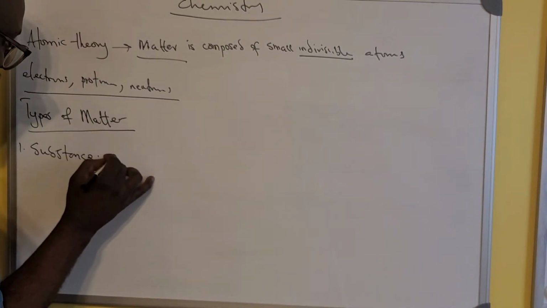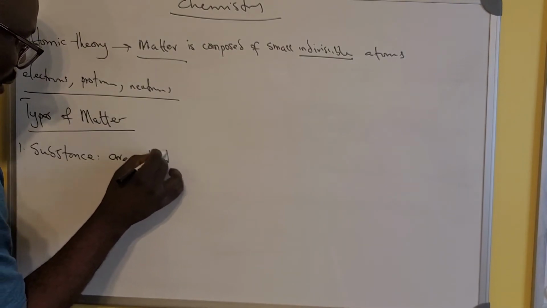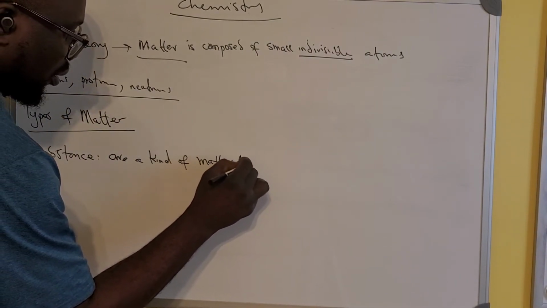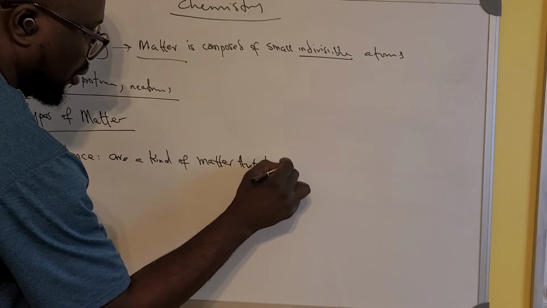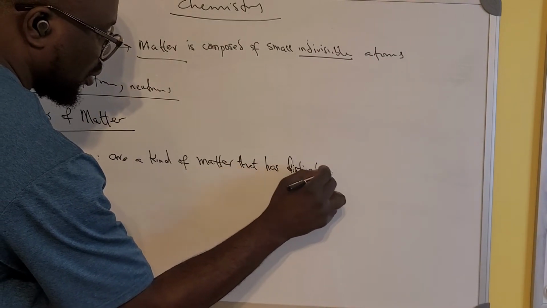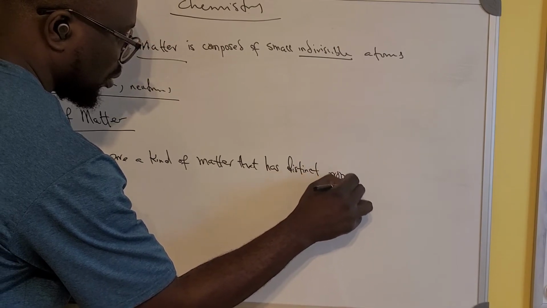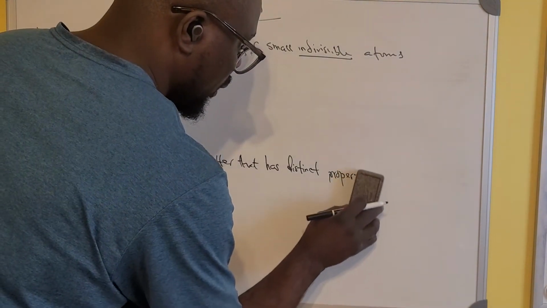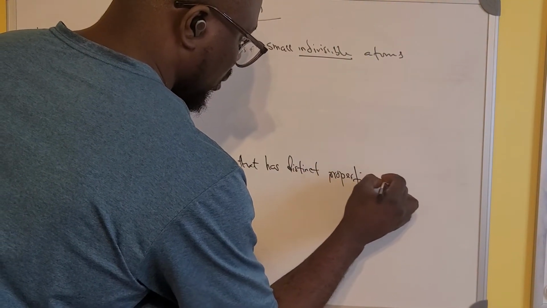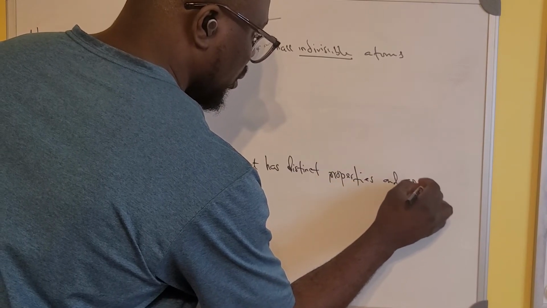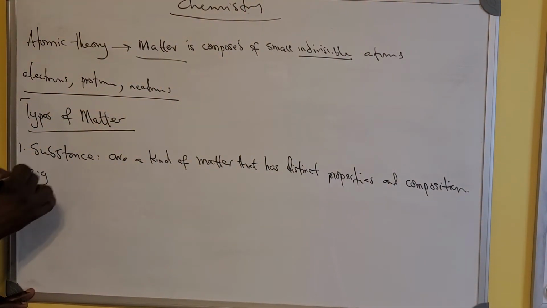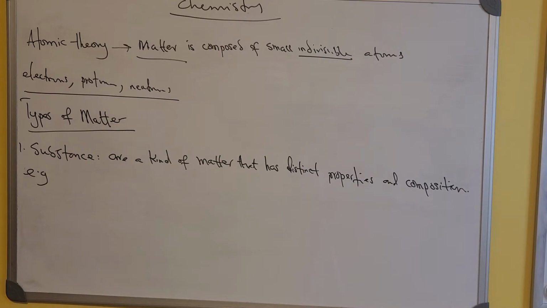Substances are a kind of matter that has distinct properties and composition. So what is an example of a substance that you know that has a distinct composition and properties? An example is water.